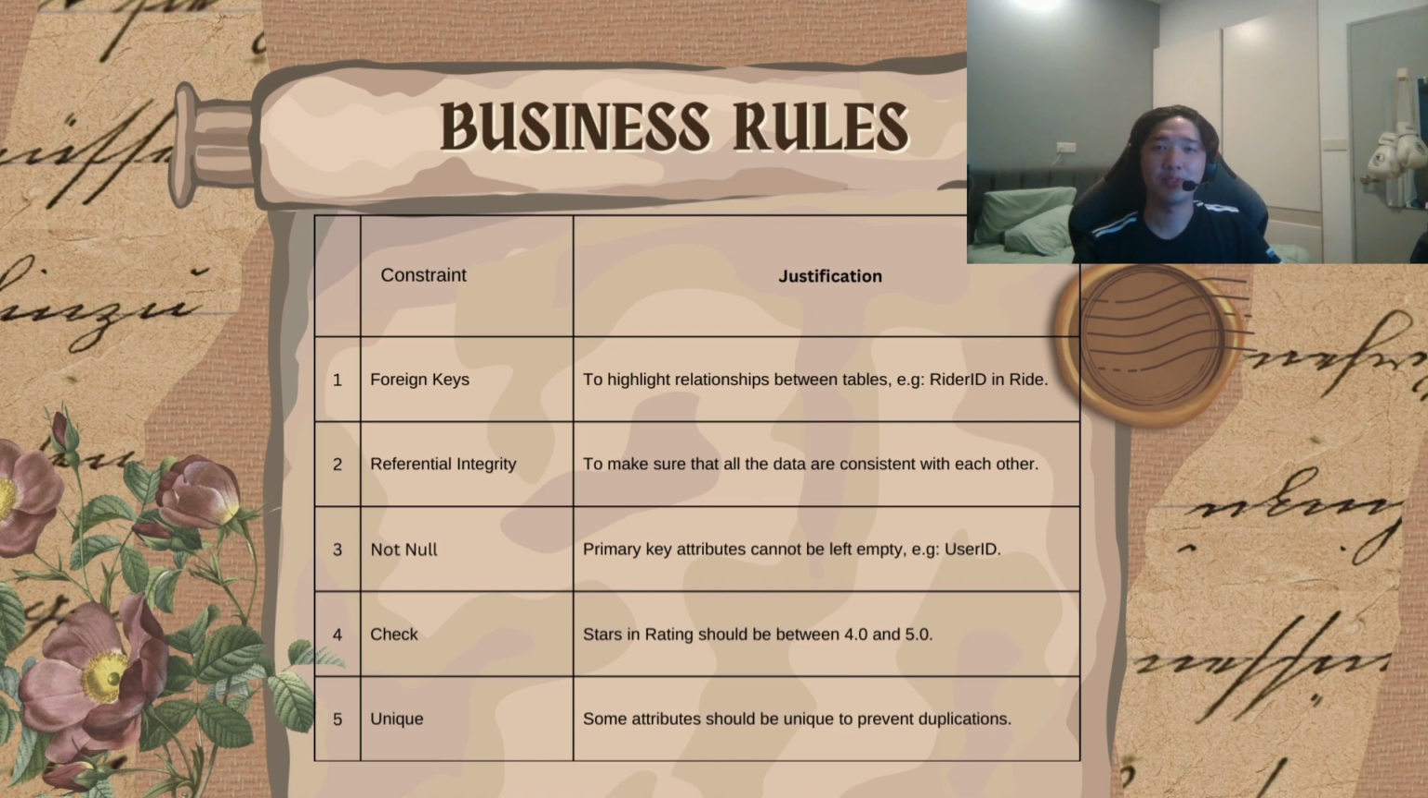Check is to reinforce the data validity by checking invalid entries and align with our business rules. Lastly, unique. Certain fields like email and phone numbers must be made sure that each user is identified individually. This is to prevent duplication and fraud.